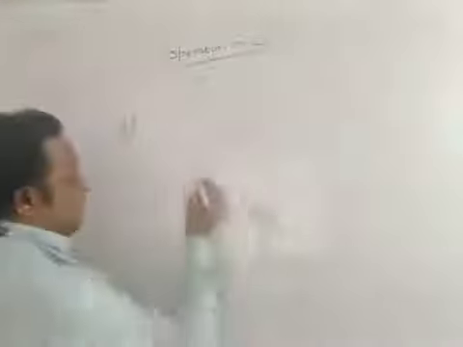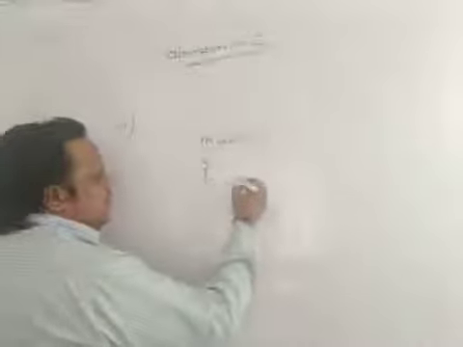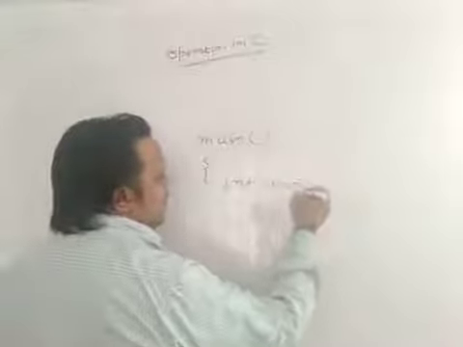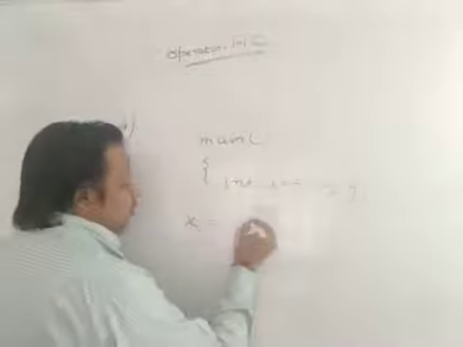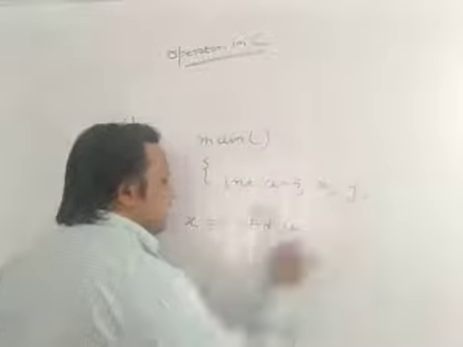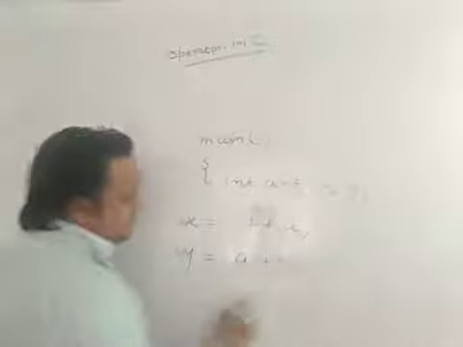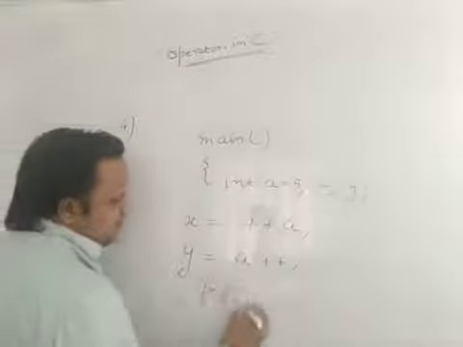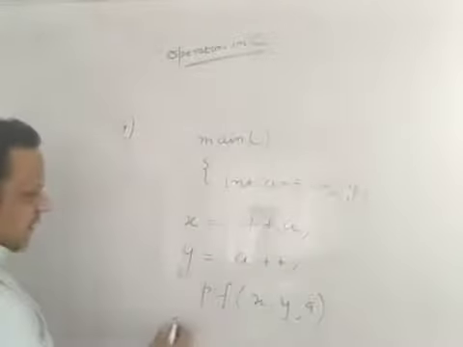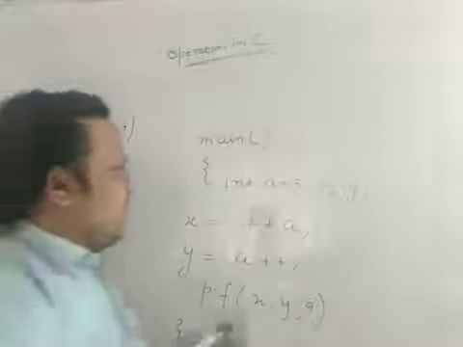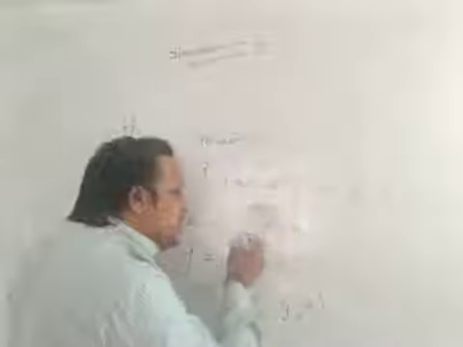So let me write a very simple example. In main, I take a variable int a = 5 and one more variable x. Let's suppose I write x = ++a, and y = a++, and I print the values of x, y and a. So what should be the values of x, y and a? See guys, here the value of a is 5. So when you write x = ++a, this is pre-increment.